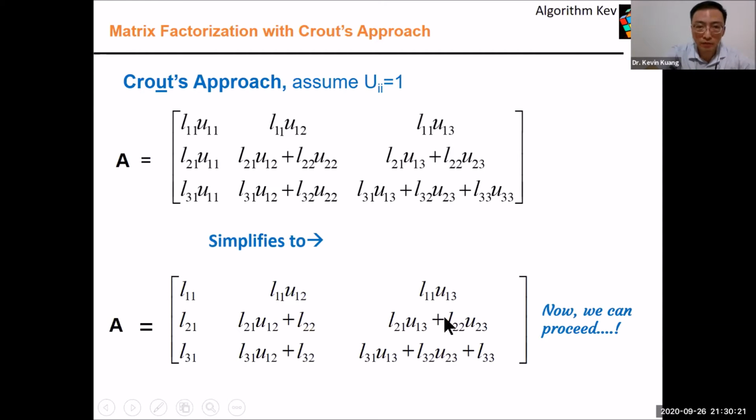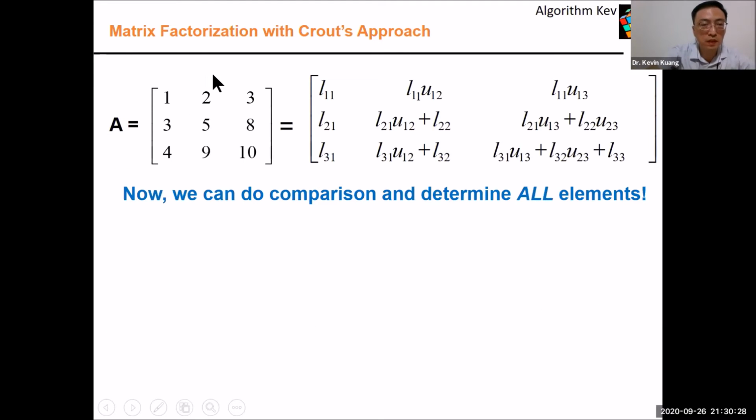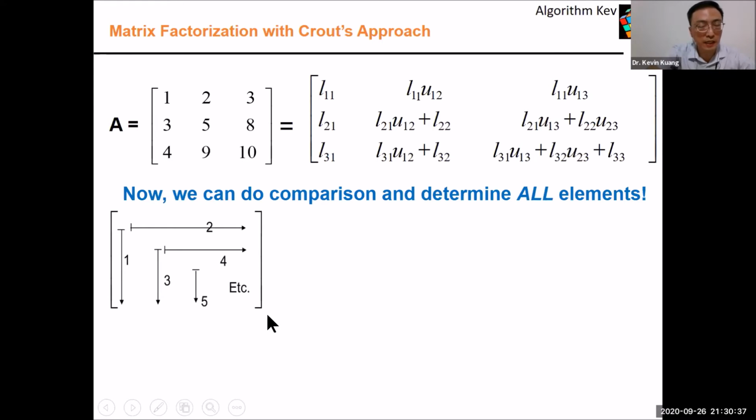Now, by having this simplified form of A and equating that to the original matrix A, and simply by comparing the elements, we will be able to obtain some values immediately. Now let's do it in a systematic way. We will proceed in this fashion.